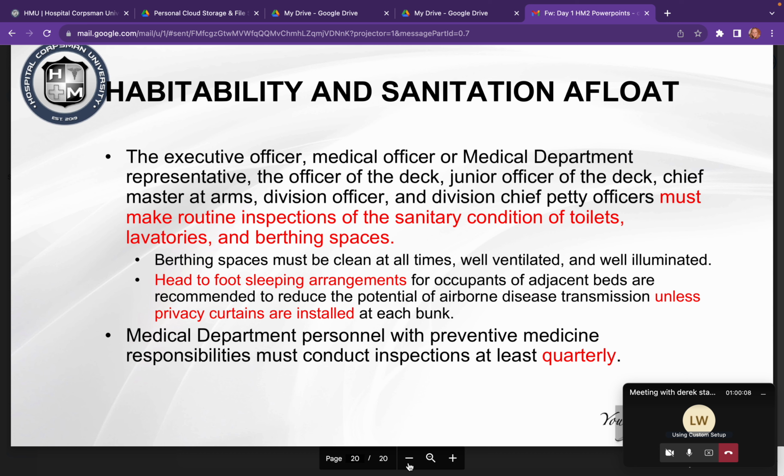Everybody went to Recruit Training Command. Everybody, I'm sure, got sick with some kind of crud while we were there. So just keep that one in mind, all right? Head to toe sleeping arrangements.